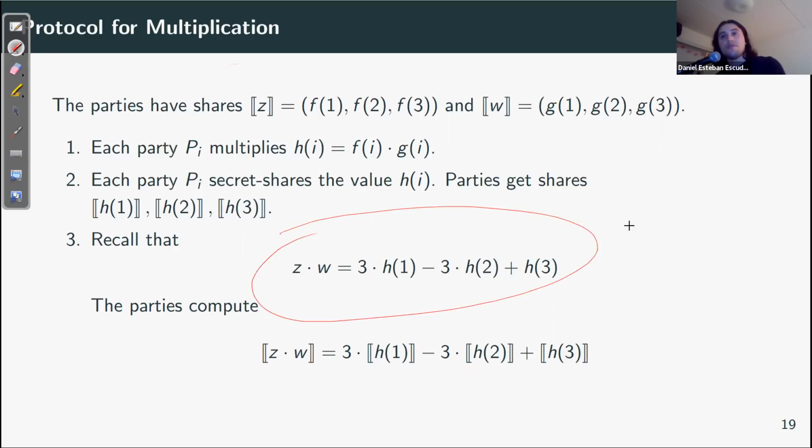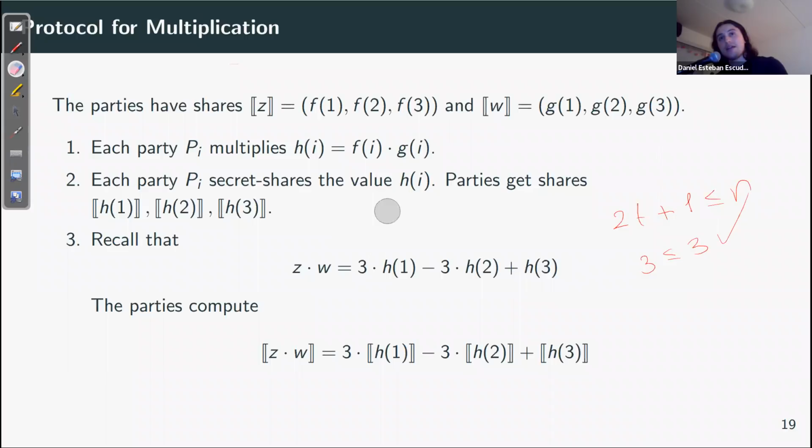This formula follows from the fact that 2t plus 1 is less than or equal to n. In this case, t is equal to 1, so 3 is less than or equal to n, that is 3. So you can apply what is called Lagrange interpolation to get this formula, but it always works. It's just that I focus on the particular case and I brought it like magic, but you can always find this formula. Okay, so this gives you a multiplication protocol, and with it, it gives you multiparty computation, because that's essentially the only missing operation that we have.